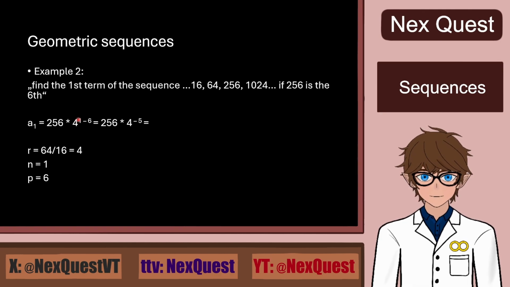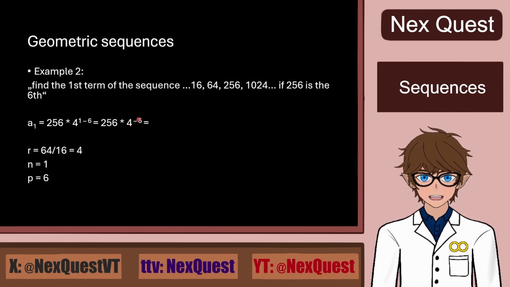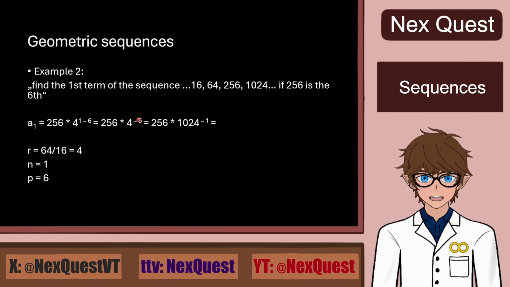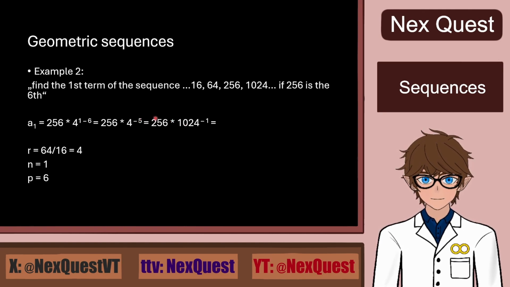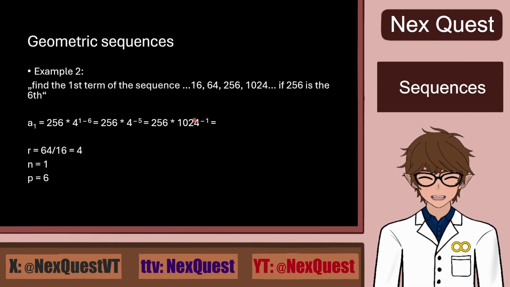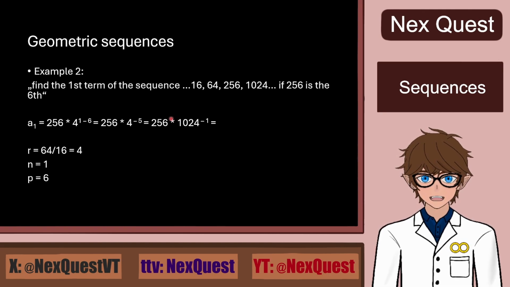Now we have fractions. So let's solve 4 to the power of 5 first. So 4 times 4 is 16. 16 times 16 is 1024 to the power of minus 1, which we still didn't account for. And now, 1024 to the power of minus 1 is the same as if it was a fraction shaped as 1 divided by 1024. So let's rewrite it in such a way, where we multiply 256 with that fraction.